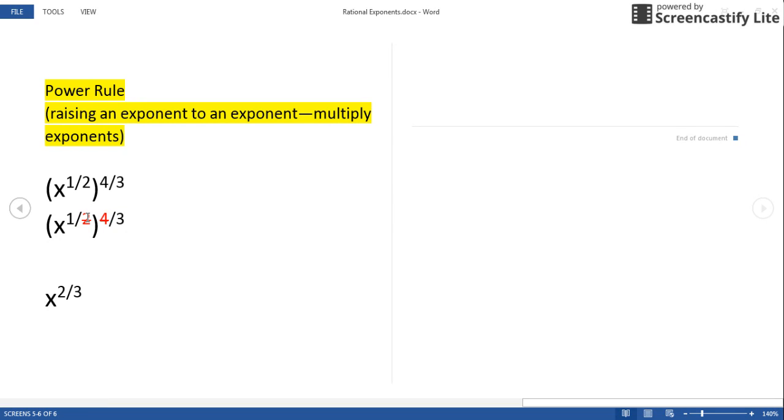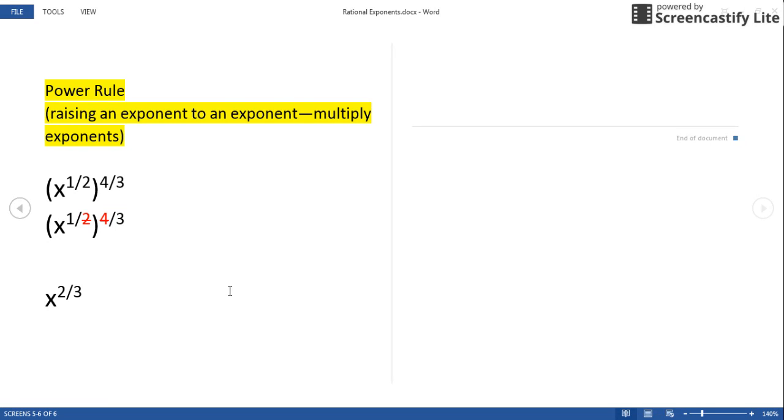So if you cancel the 2 here and the 4 there, you would be left with 2 on the top. 2 times 1 gives me 2, and there's a 1 understood on the bottom, times 3 gives me 3. So 2/3 would be our exponent. We multiply exponents when raising a power to a power, and we can cancel out any top and any bottom.